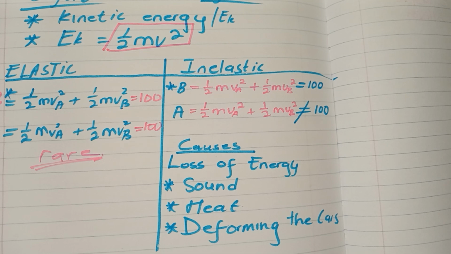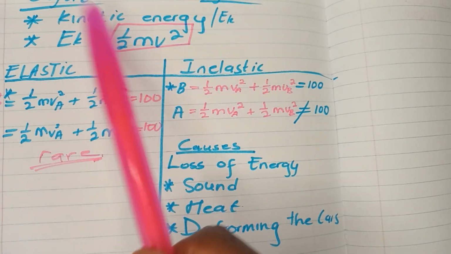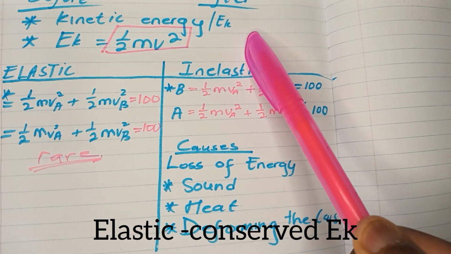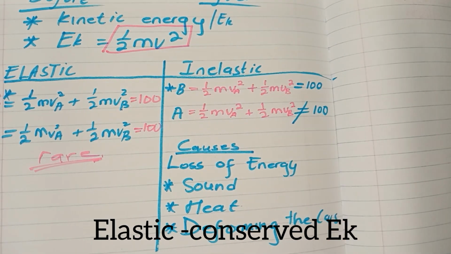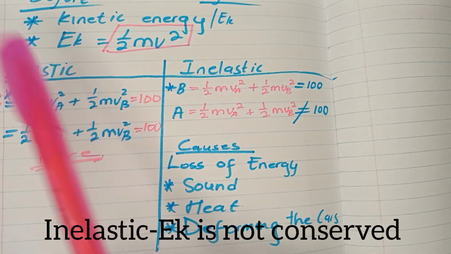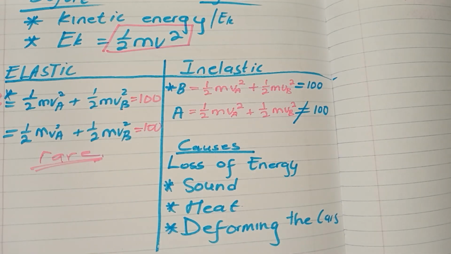Alright, we are doing a quick recap on elastic versus inelastic collisions. For elastic collisions, the total kinetic energy of the system is the same before and after the collision. But for inelastic collisions, the total kinetic energy of the system is not the same. It varies, it differs.